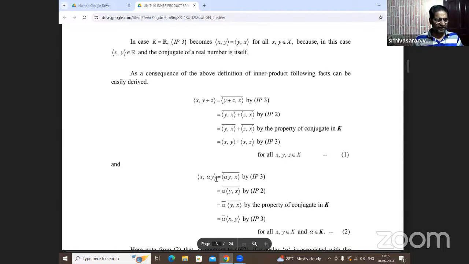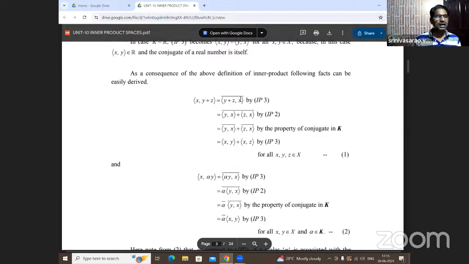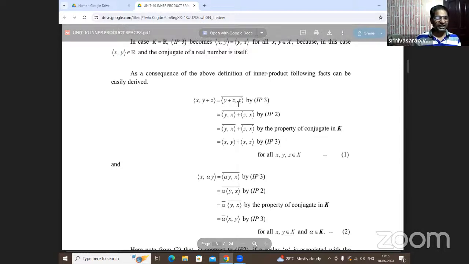So inner product of x and alpha y can also be written, according to the conjugate symmetry property, as conjugate of alpha times the inner product. Because alpha is any real number, the conjugate is not necessary here; alpha bar is nothing but alpha. Now here alpha bar equals alpha times the inner product of x and y. These are the two simple IP3 conditions.